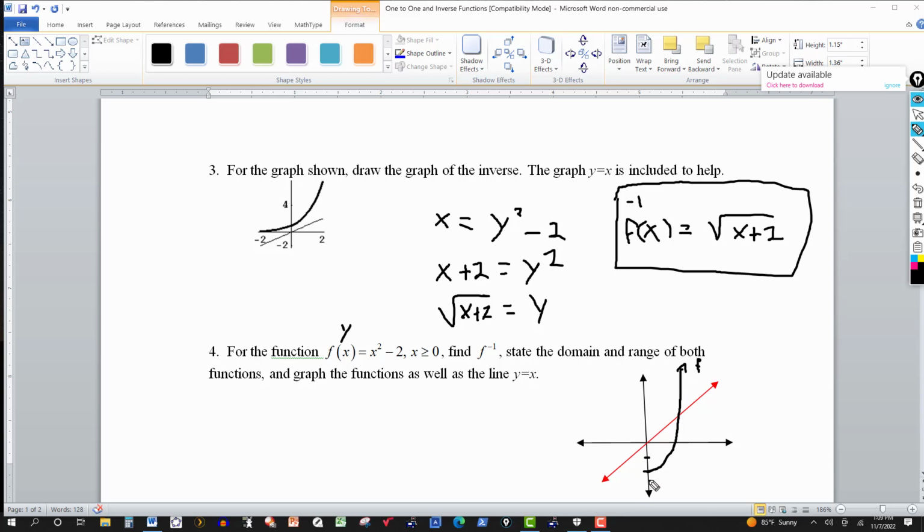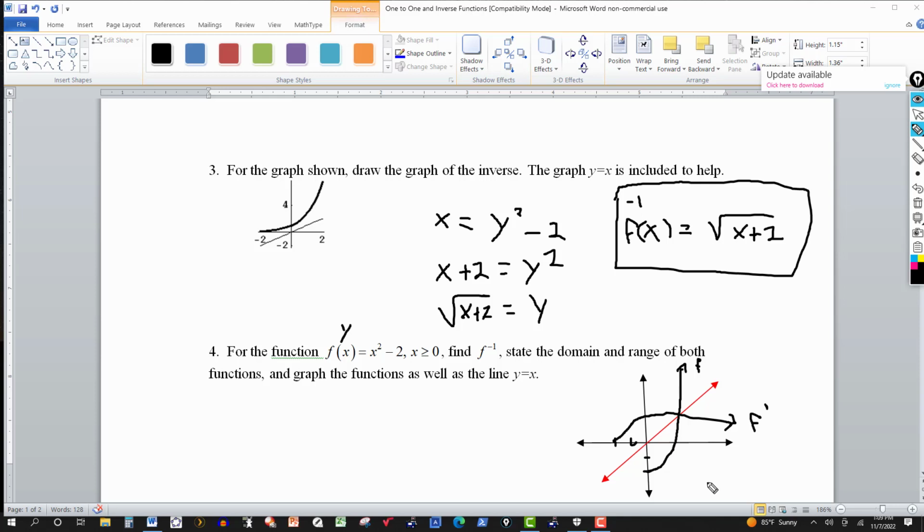So the graph of the inverse, we reflect it over this line. This one would go, this is (0, -2), so it would have to be over here, (-2, 0). So this one then would go something like this. This would be f inverse.